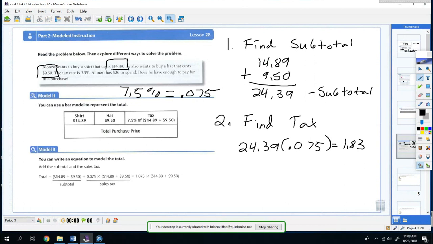So after I do that, and that's my tax, I'm going to do $24.39 plus $1.83 to find my total. When you add that together, you get $26.22. And that's your total. That's how much he spent at the store. So he does not have enough because he needs 22 extra cents to be able to pay for it all. That's the reason why you always have to be careful with that tax.